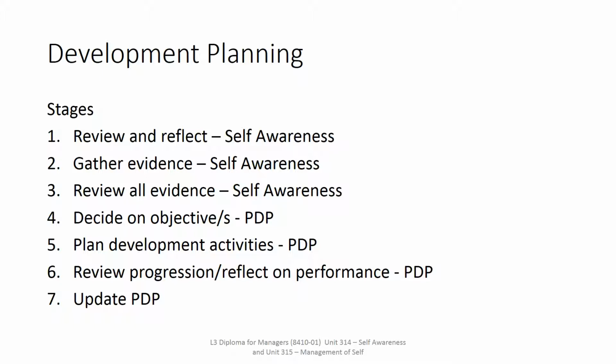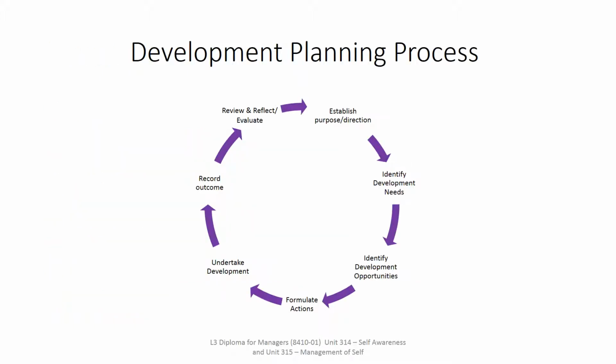So let's have a look at that as a visual. So something visual for those visual learners, and as we can see, it's about establish a purpose and a direction, identifying the development needs to meet that direction, identifying the opportunities that we can, so whether there's some training, some coaching, whether we can job shadow with somebody, formulating actions about how we're going to go about it, undertaking that development, recording outcomes, and then back to review, reflect and evaluate, and from that establishing more purpose and direction, where we want to go next and how we want to take it forward.